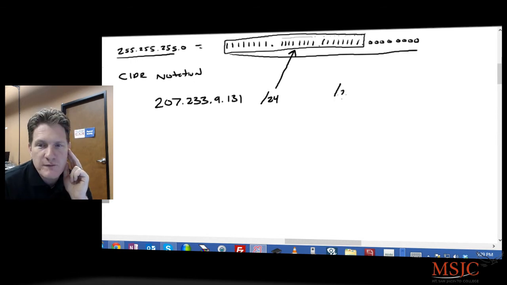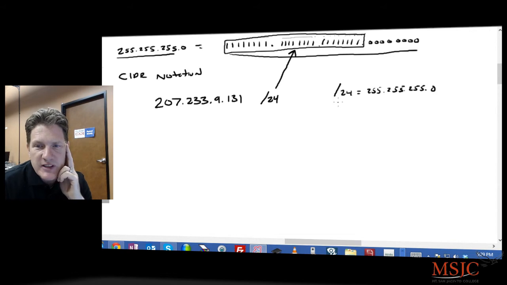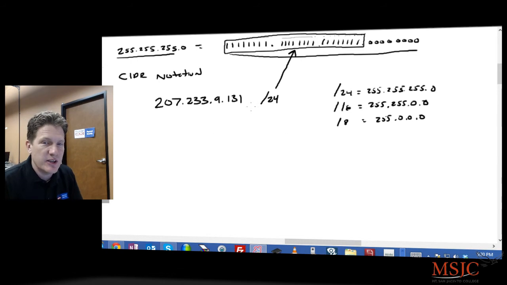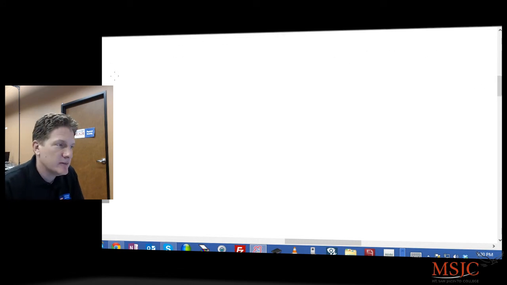So slash 24 equals 255.255.255.0. A slash 16 would be 255.255.0.0. A slash 8 would be 255.0.0.0. Right? So that's CIDR notation. Okay? So let's talk about subnetting now.